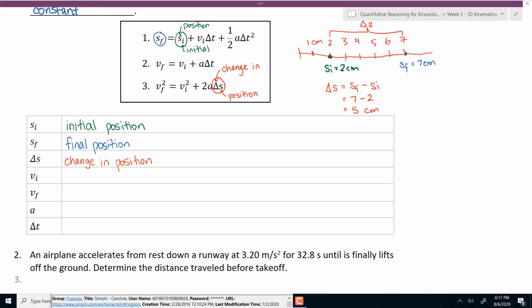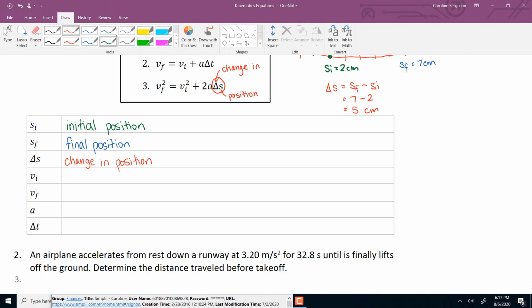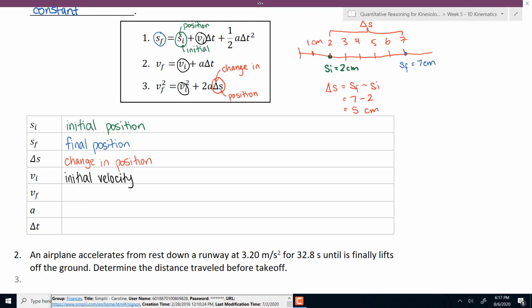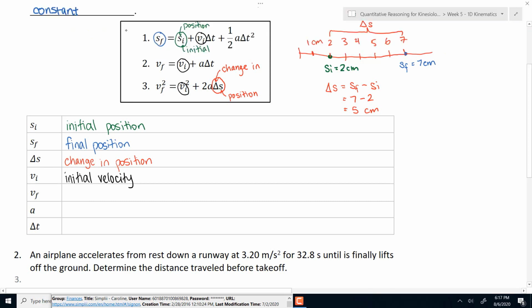Now let's move on to V. V initial. We see V initial over here, and again over here, and again over here. V stands for velocity and I for initial, so this would be initial velocity. Then we have V final. V_f, V again for velocity, and then F for final. So we have final velocity.